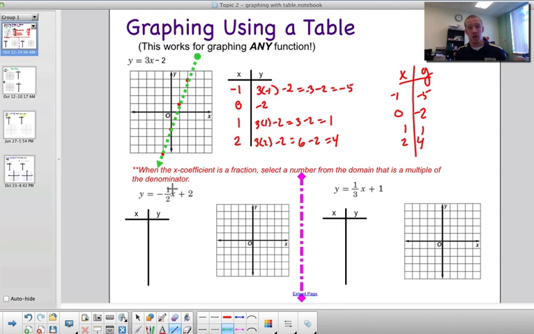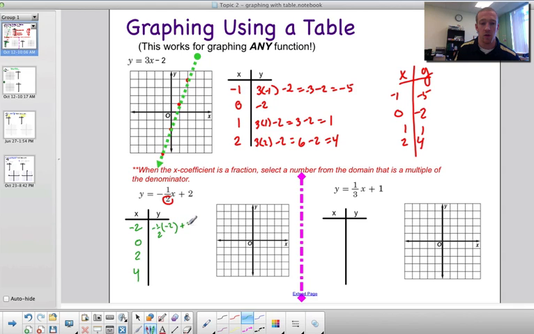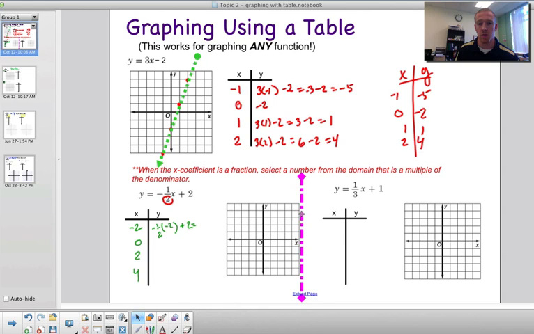When you have a fraction for your slope or for your coefficient, it's going to be easier to pick certain numbers. So what you want to do is select a number that is a multiple of the denominator. Okay, so a multiple of 2 is what I'm going to do here. So here I'll do -2, 0, 2, 4.